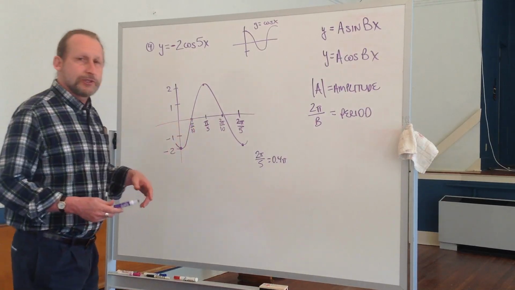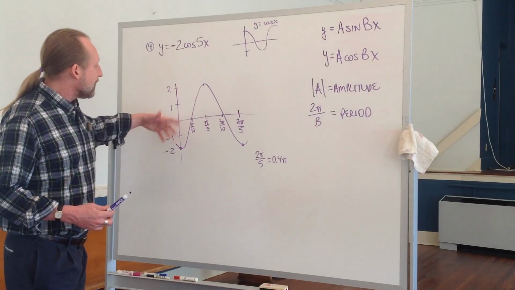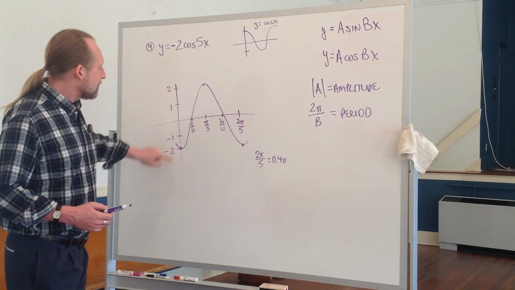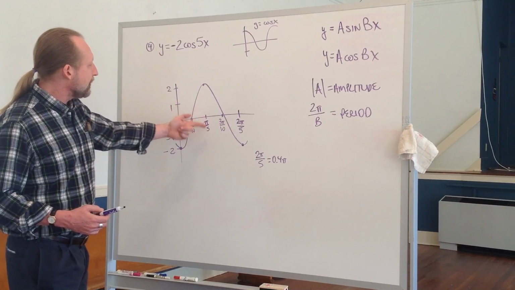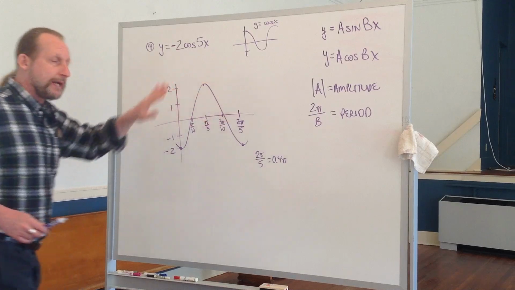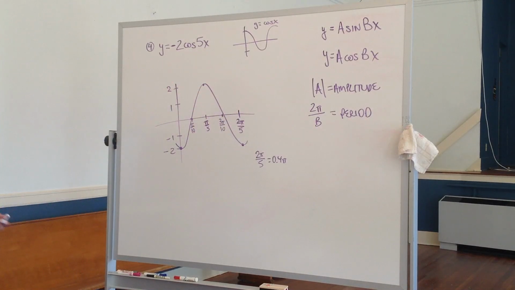The assignment says to identify important values on the x and y axes, but we've done that by identifying these and identifying these, right? So this is pi over 10, 0, this is pi over 5, 2, and so on. You don't necessarily have to label the points, but you do have to label your axes in a way that we can see what the points are. All right, that's problem 4. Let's keep going.